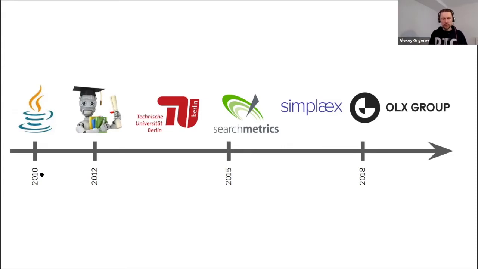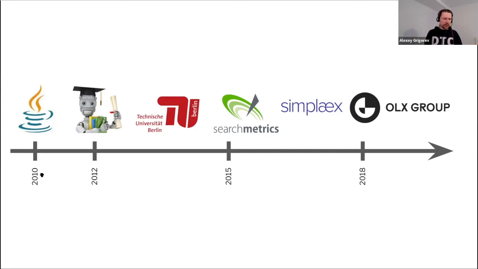I studied in Berlin at the Technical University. Then I worked for a couple of years at Searchmetrics. Then I joined a startup. In a startup, I needed to build a lot of things from scratch. Actually, my experience as a software engineer was very useful in all these years. When I worked at Searchmetrics, the production system was written in Java. So my background in Java was very useful.